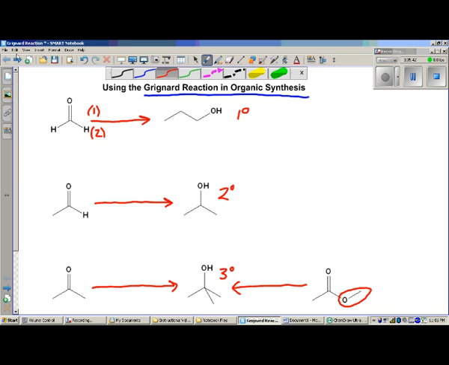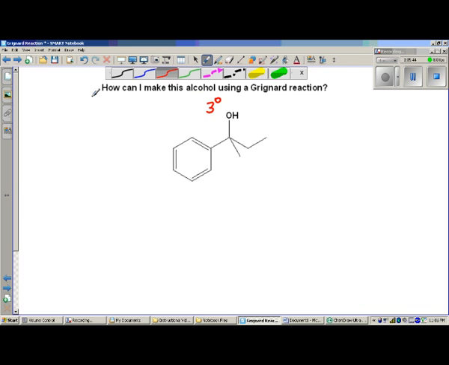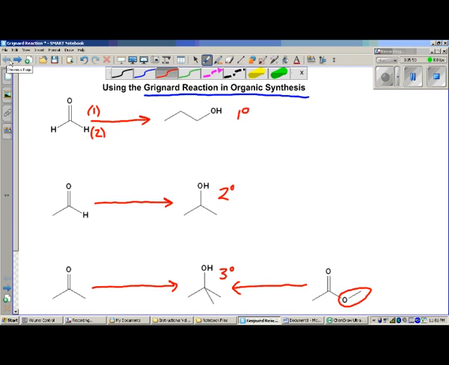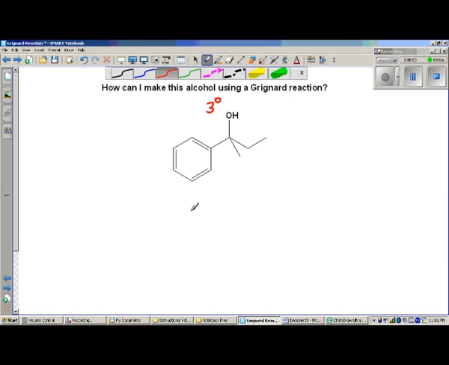Can anybody see why here we actually couldn't use this and start from an ester? We have 3 different groups coming off this carbon bearing the OH. If we were to start with an ester, we actually add in 2 of the same Grignard reagent, so that isn't going to work. So we're going to have to start from a ketone. The problem we run into is, well, okay, that's fine. I'm going to start from a ketone.